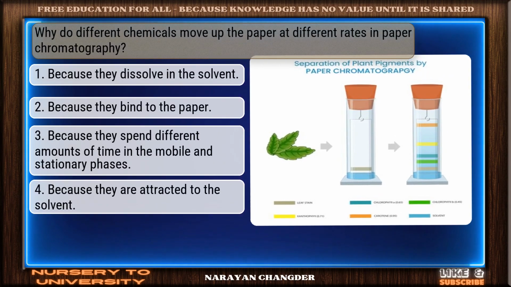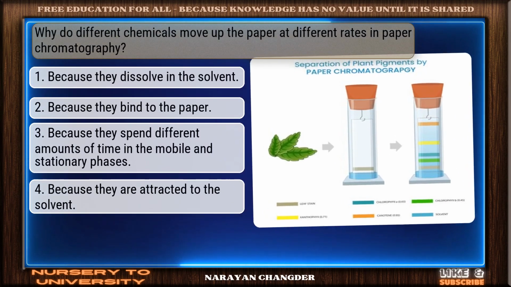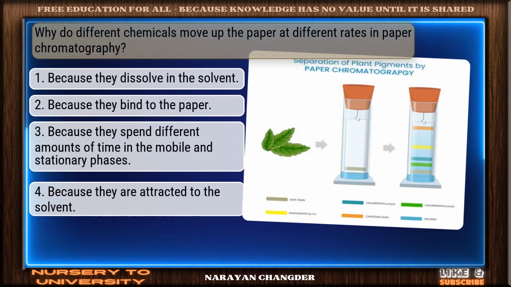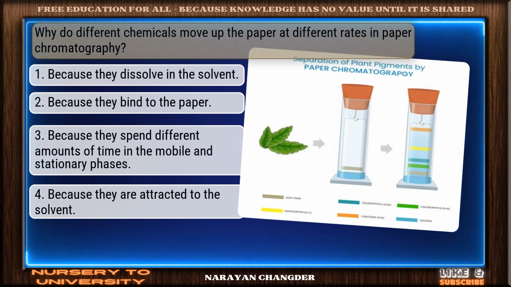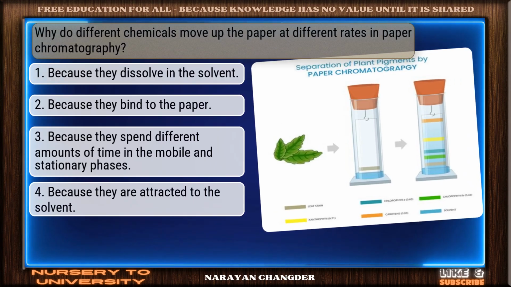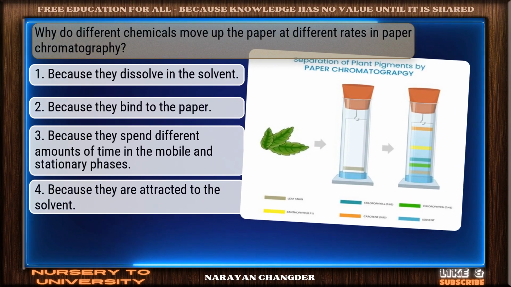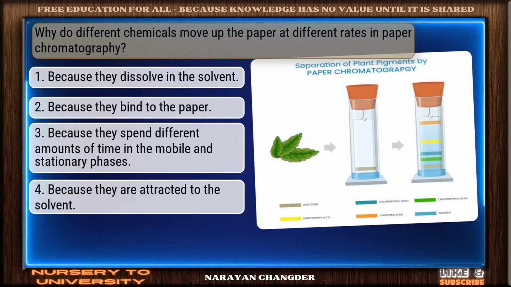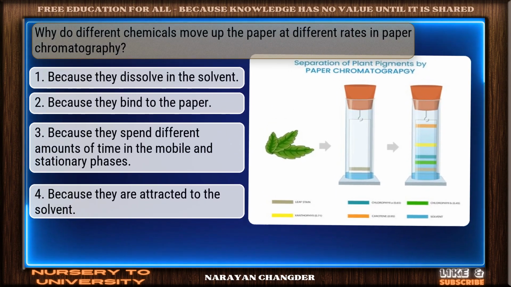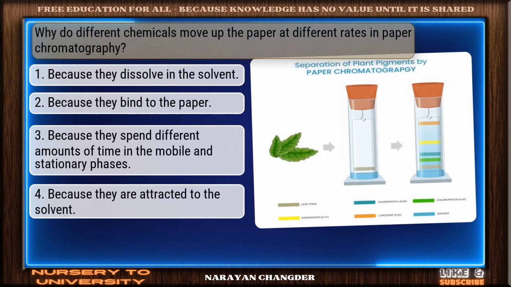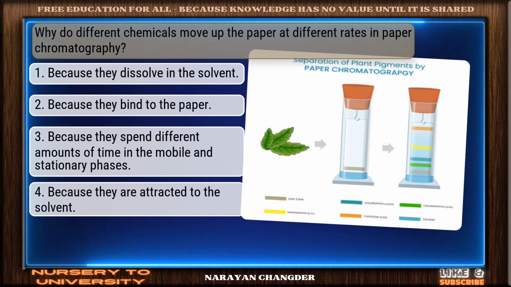Why do different chemicals move up the paper at different rates in paper chromatography? Option 1, because they dissolve in the solvent. Option 2, because they bind to the paper. Option 3, because they spend different amounts of time in the mobile and stationary phases. Option 4, because they are attracted to the solvent.